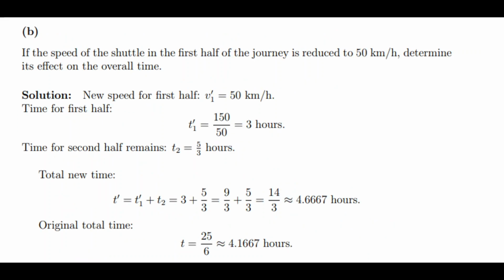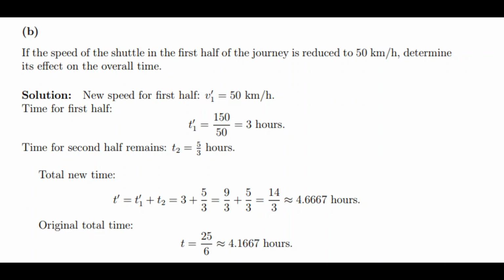So B from question 1. If the speed of the shuttle in the first half of the journey is reduced to 50 kilometers per hour, determine its effect on the overall time. So now the speed in the first half has reduced from 60 to 50, and you are supposed to find how it affects the overall time. The new speed for the first half is 50 kilometers per hour, which I have represented by v1 prime. The time taken for the first half will be 150 over 50, which gives us 3 hours instead of 2.5 hours in the first case.